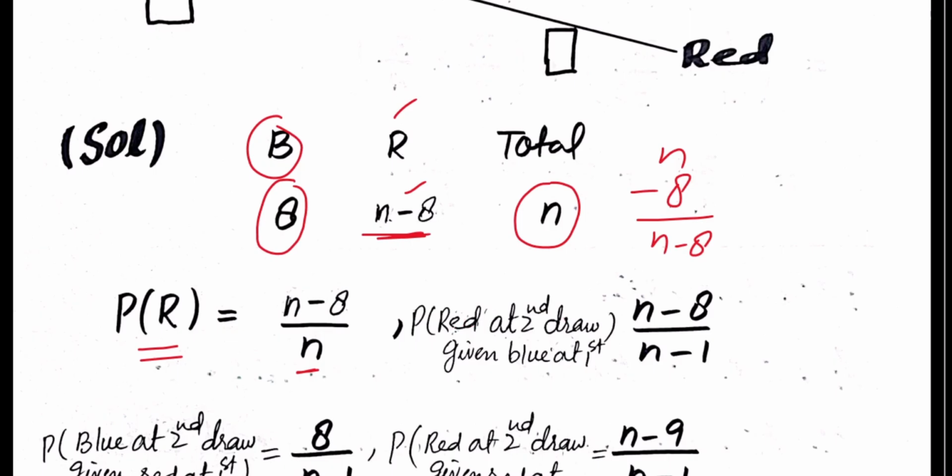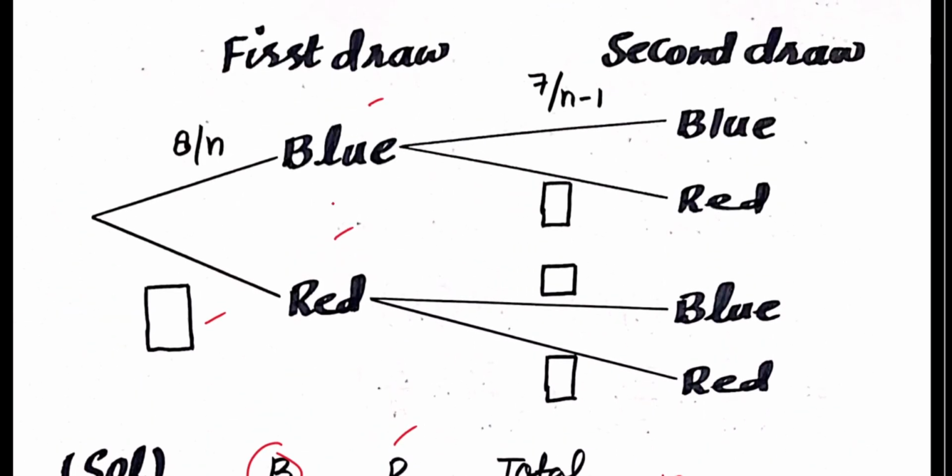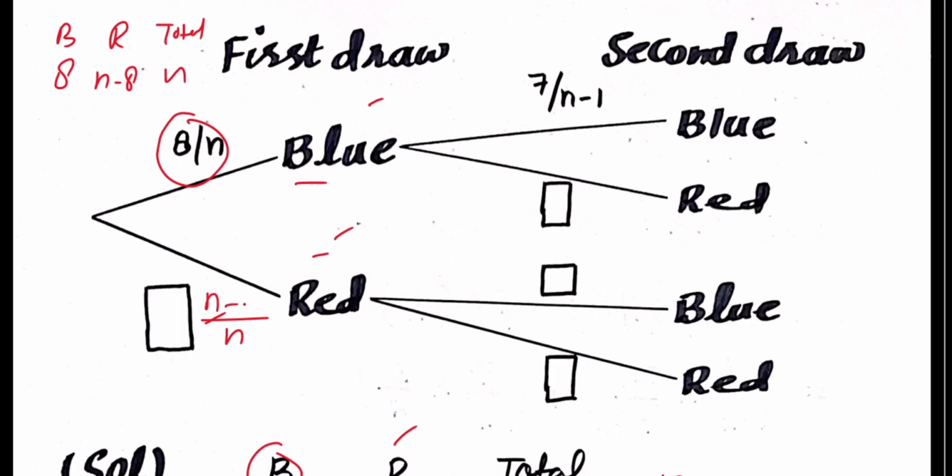Next we have to complete this. At the first draw we have two colors, either blue or red. Probability of blue is given. Now probability of red, I think I have to write here. Blue are 8, red are n minus 8, total are n. Now we have to calculate the probability at first place for red. Total marbles are n, and red are n minus 8. So this is n minus 8 over n.